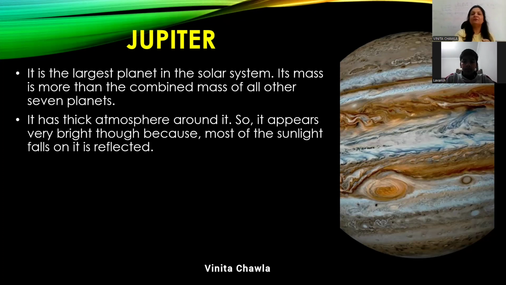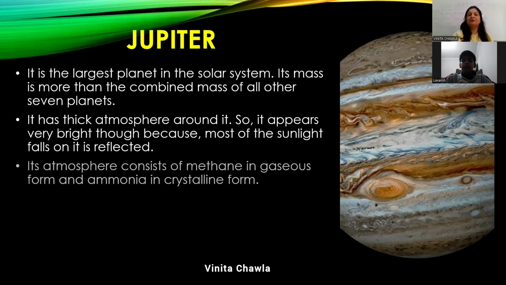Because it is quite massive, it has a thick atmosphere around it, and it has a strong gravitational force. It appears very bright because it reflects most of the sunlight falling on it. And its atmosphere consists mainly of methane gas and ammonia in crystalline form. These are poisonous gases. Methane gas is a very poisonous gas.